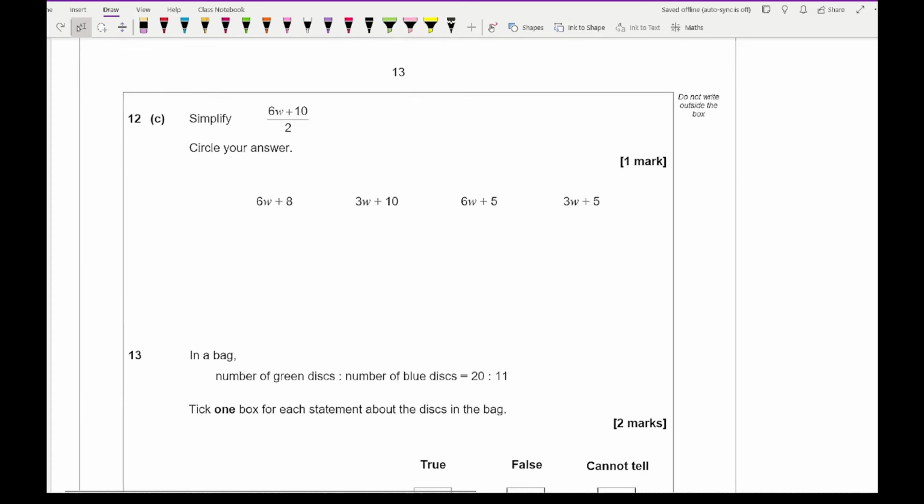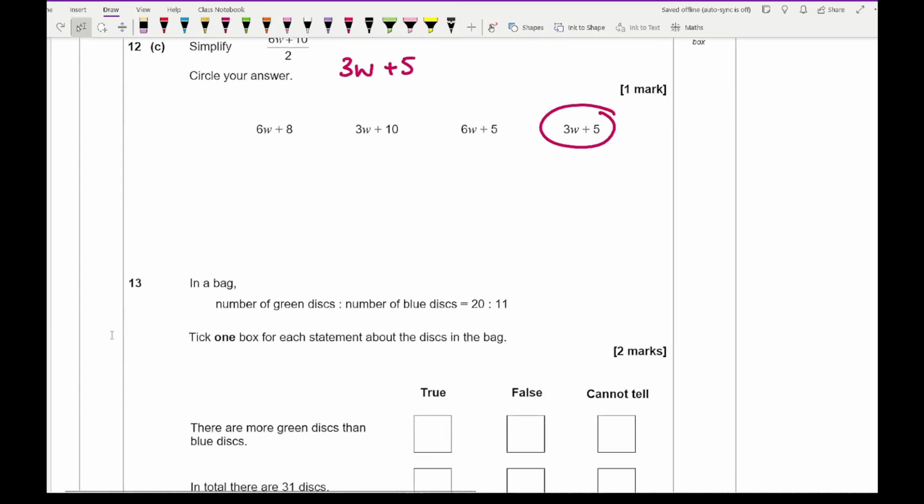Moving on to 12c, it says simplify, and we've got 6w plus 10 divided by 2. Well, 6w divided by 2 is 3w, and 10 divided by 2 is 5. So I'm looking for 3w plus 5, which is our fourth option.